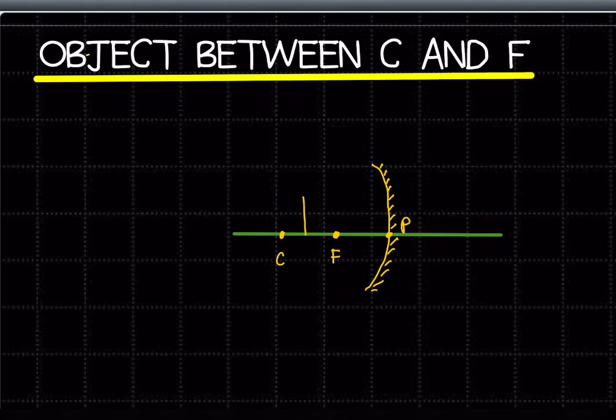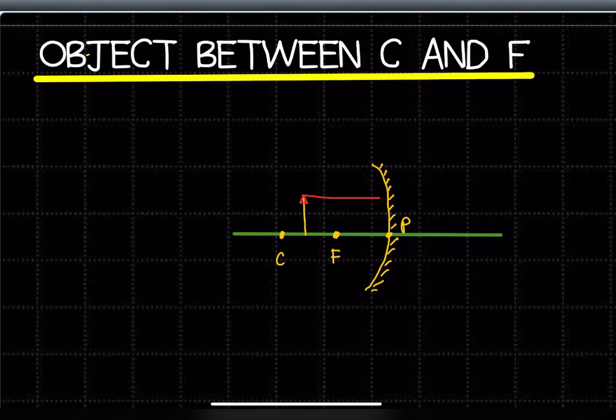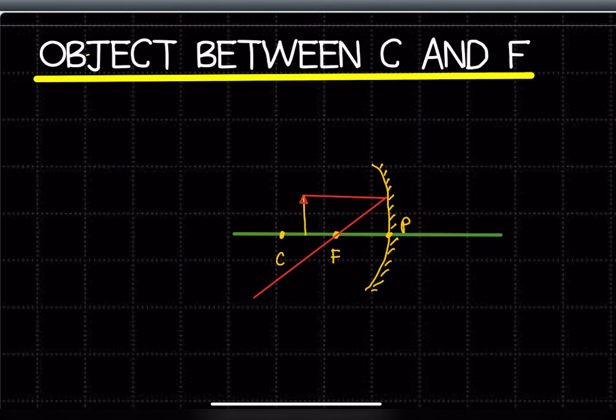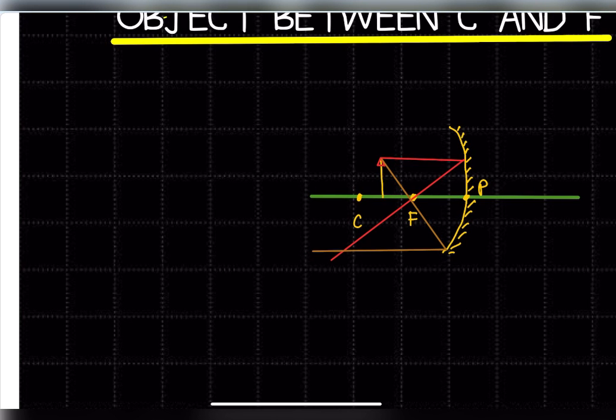Let me try making it again. This is a straight line. After reflection, it will pass through the focus, and if it is passing through the focus, then after reflection it will go parallel. So you can see here the image is formed here. Can you see this?